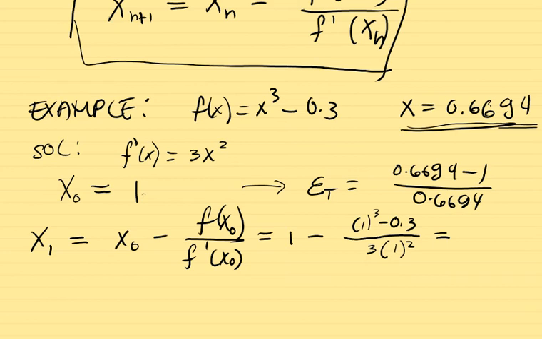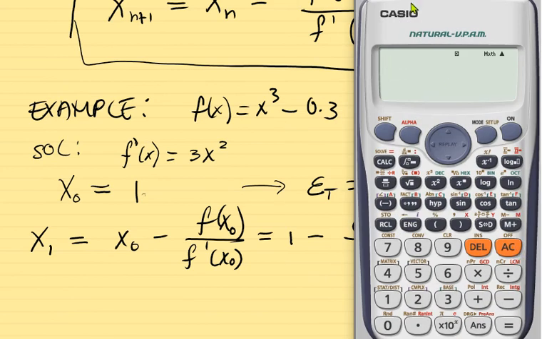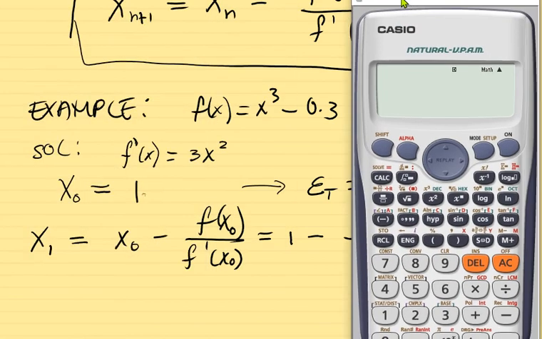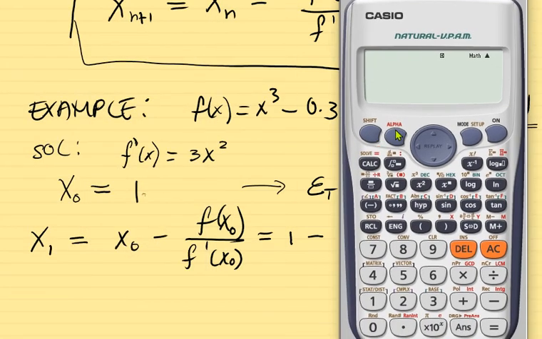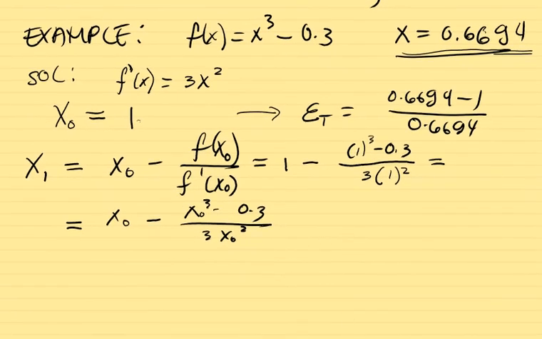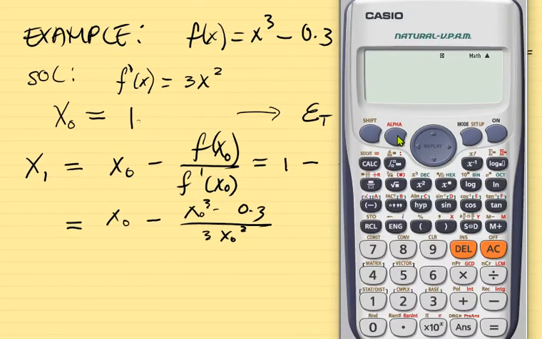What will be our new approximation? We can use a calculator; you can program your calculator using our formula. So our formula will be, I will just write here, x0 minus f of x0, which is x0 cubed minus 0.3, divided by 3 times x0 squared, for any value of x. So this will be our general formula. Here I will put that in my calculator, then just calculate for the value of x.